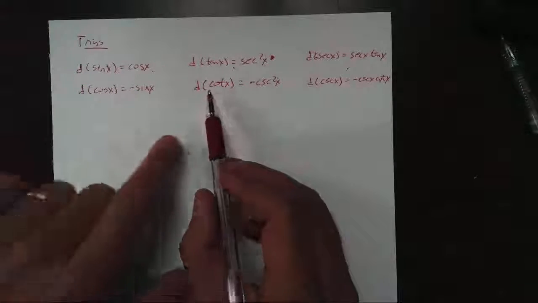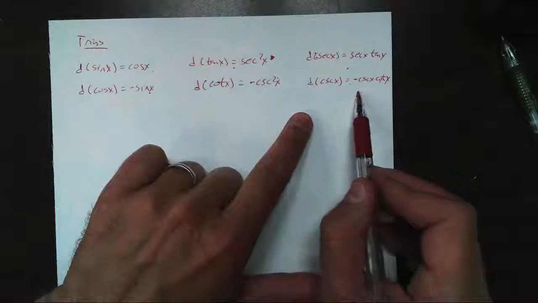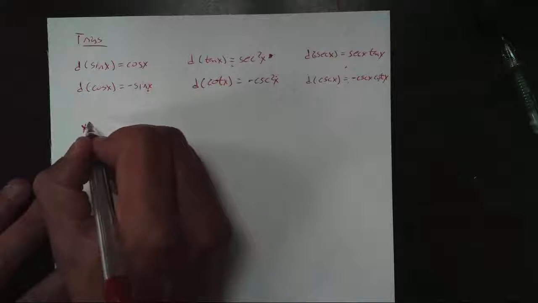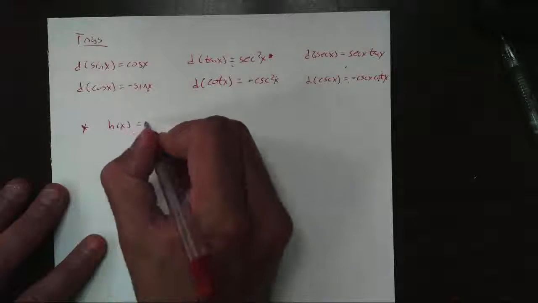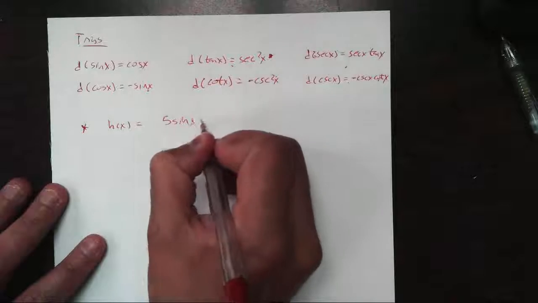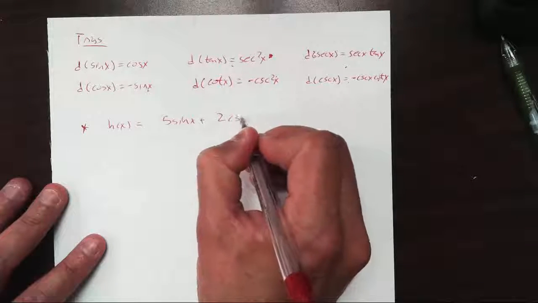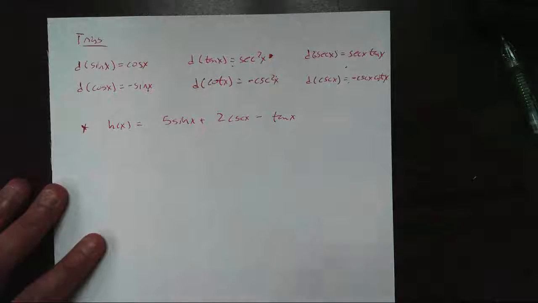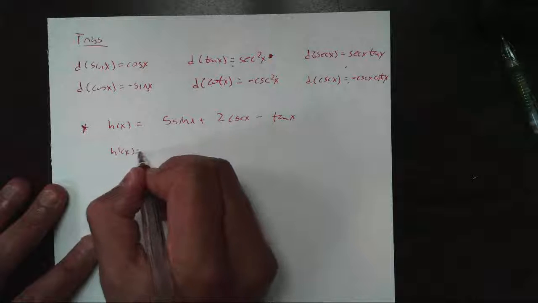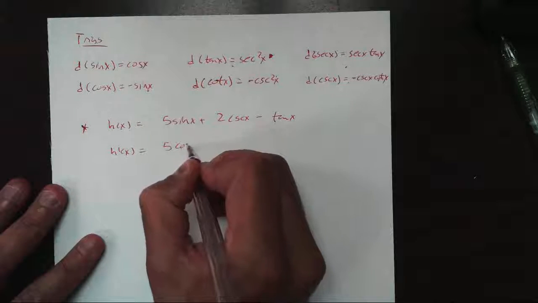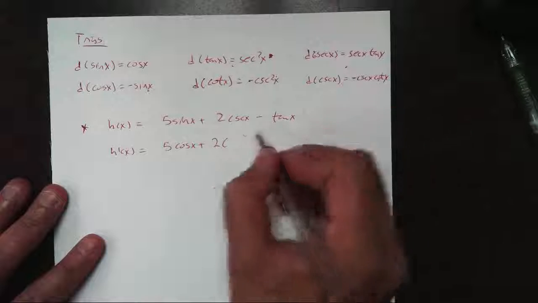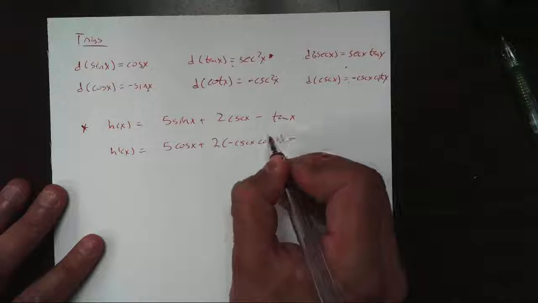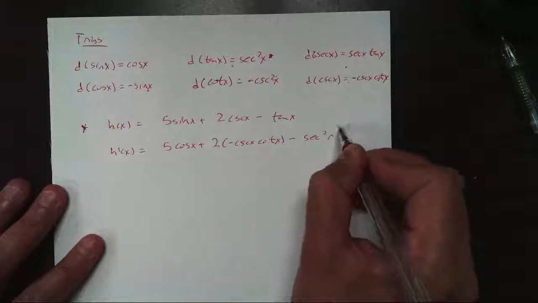Cosine becomes negative sine. Cotangent, negative cosecant. Cosecant, negative cosecant cotangent. Co, co, negative. And that can help me find any derivative. Like what if I had h of x equals 5 sine x plus 2 cosecant x minus the tangent of x. I have no idea what that function is, but I can derive it. Take the derivative, h prime of x, leave the 5 alone, 5 cosine of x plus 2 cosecant, negative cosecant x cotangent of x, minus tangent, secant squared of x.